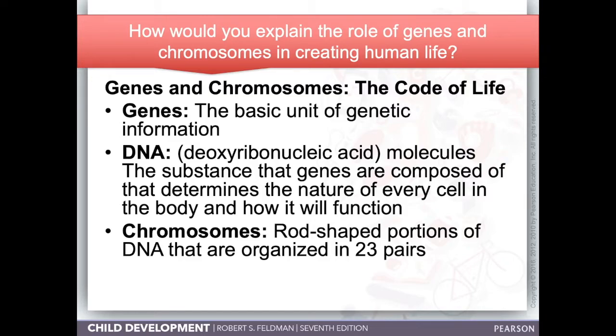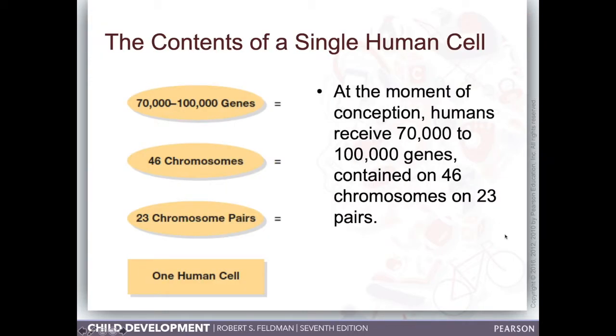DNA, deoxyribonucleic acid molecules, are the substance that genes are composed of, which determines the nature of every cell in the body and how it will function. And then you have chromosomes, which are rod-shaped portions of DNA that are organized into 23 pairs. We'll get a little more into this, but if you've ever heard of Down syndrome, that's when you have an extra chromosome.